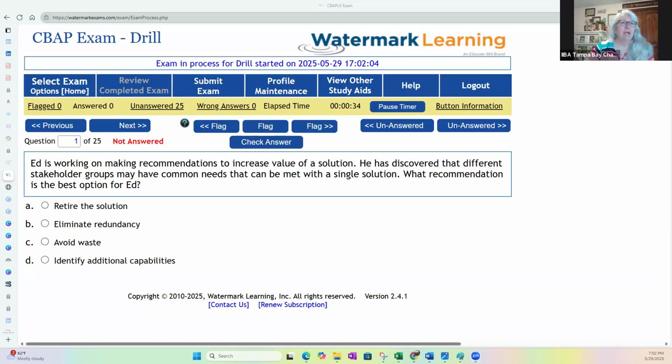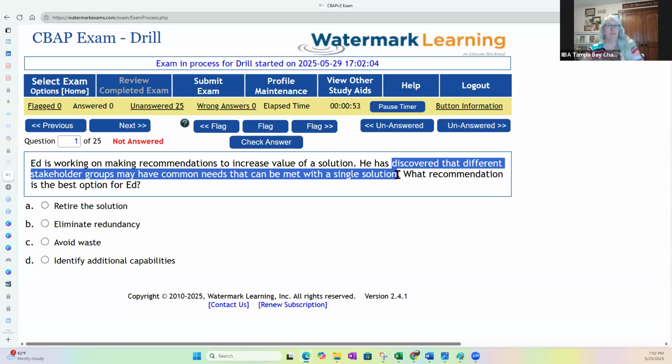First question. Ed is working on making recommendations to increase the value of a solution. He has discovered that different stakeholder groups may have common needs that can be met with a single solution. What recommendation is the best option for Ed? So before we go to the answers, he's discovered this. So which task is he in?